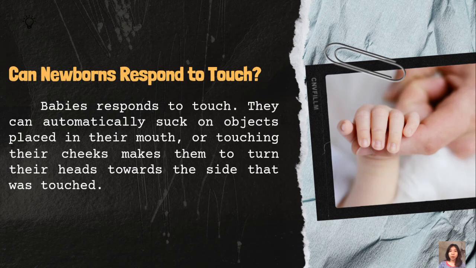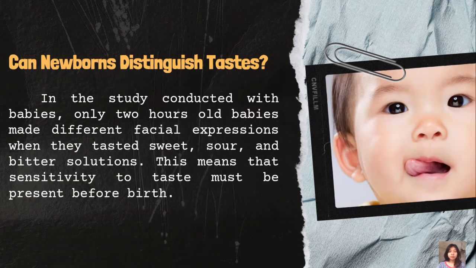Can newborns respond to touch? Well, babies can respond to touch. They can suck on things placed on their mouth instinctively, and touching their cheeks causes them to move their heads to the side that was touched. Can newborns distinguish different tastes? In a study conducted, only 2-hour-old babies made different facial expressions when they tasted sweet, sour, and bitter solutions. This means that sensitivity to taste must be present before birth.